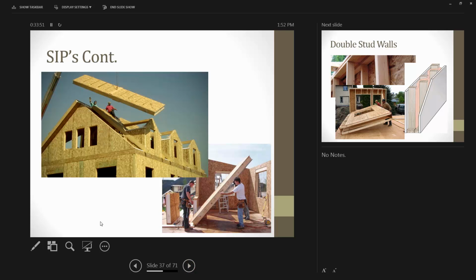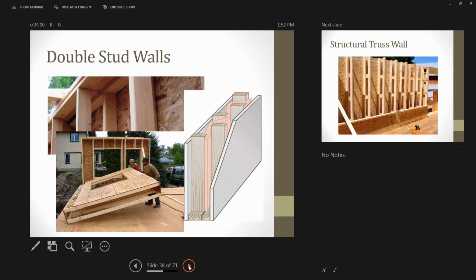But again, they're fairly efficient, and they do make for a pretty good building envelope. Just a couple other assembly methods that you'll see primarily in residential, and this is a double stud wall, and this is kind of on a really small scale what ends up happening in most all large commercial buildings.